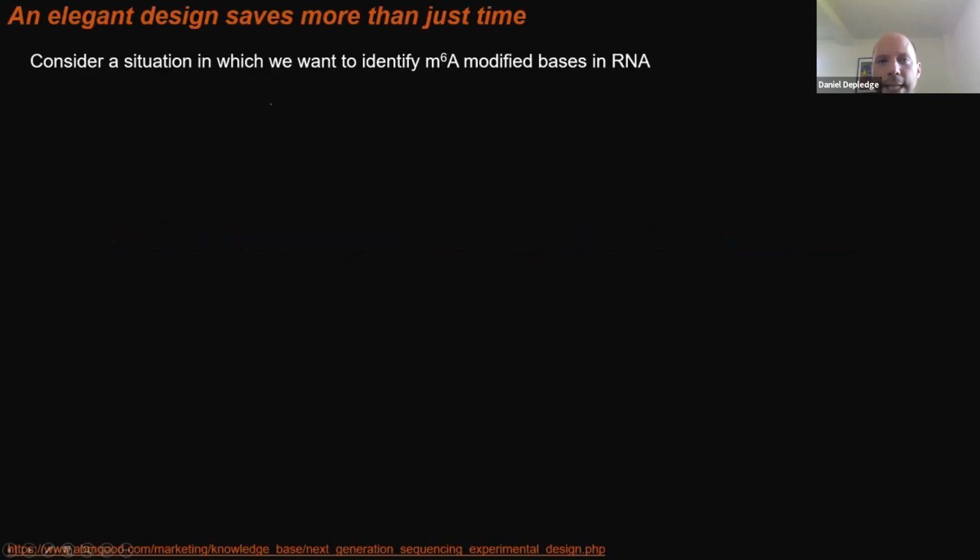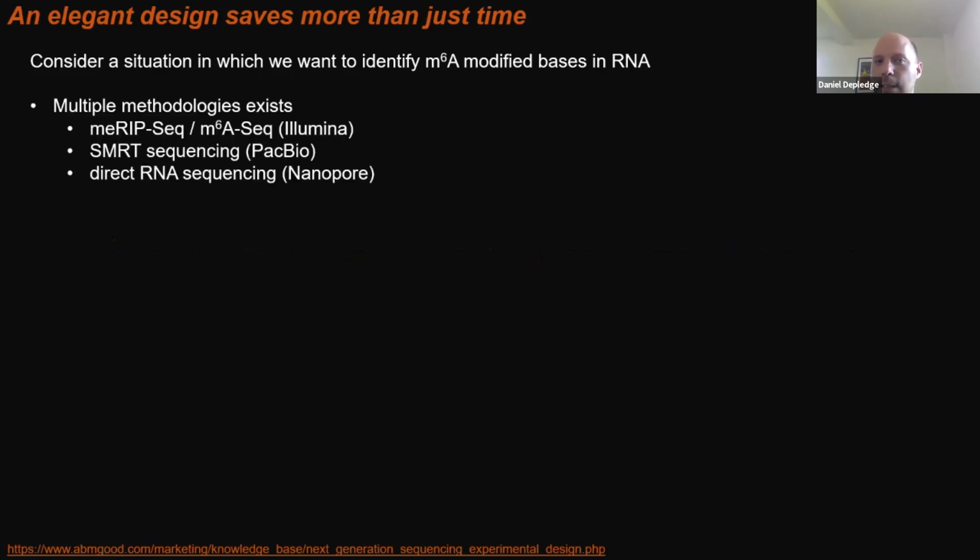So this is just a classic example I use. Consider a situation in which you want to identify m6A modified bases in RNA. This is something many people seem to be doing these days. There are a number of different methodologies that exist. So the first thing you need to decide is, which of these methodologies do I want to use, which is most appropriate to my sample? Do I want to go down the Illumina pathway, which is probably very well designed, very well supported. Lots of the informatics has been worked out already, but perhaps it's not as sensitive, or perhaps it's not as precise as if you were to go down a PacBio or a Nanopore route. But if you go down the latter two routes, then maybe your informatics needs to be more customized and you need to be able to deal with more complex data sets.